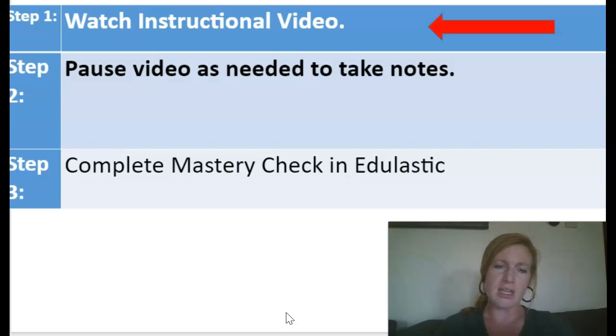argumentation. At the end of today's lesson, you're going to complete a mastery check. It aligns with our objective, which is focusing on complexities of argumentation, but it is a multiple choice, so it will be an Edulastic.